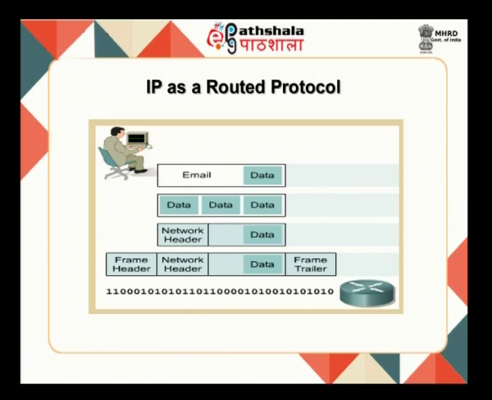So, the email data is segmented in the transport layer and added with a sequence number. In the internet layer, the data is added with the network header where the IP address is added. In the data link layer, or the network access layer, along with the network header, the frame header is added, and it is routed through different paths.